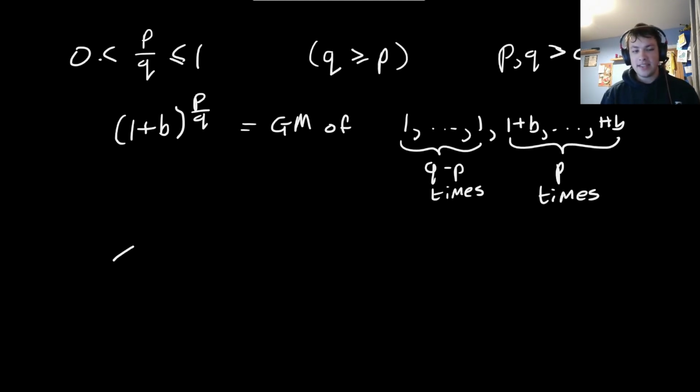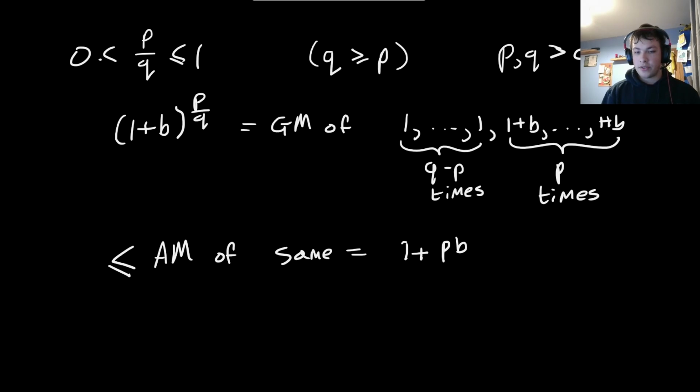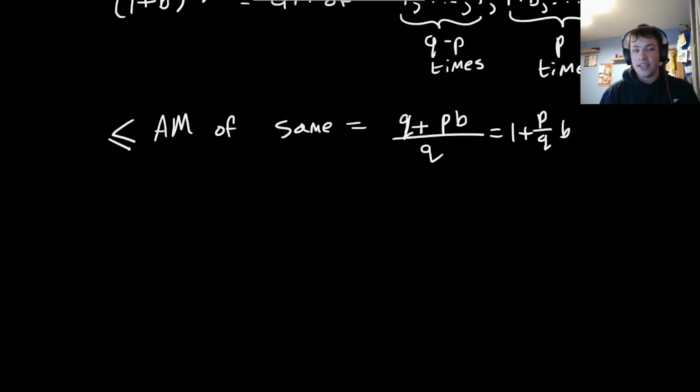So that means that it's less than or equal to the arithmetic mean of the same numbers, which is going to be equal to, well, we add them all up, we get q minus p plus p times 1 plus b, divided by q, which is 1 plus p over q times b. And so we get this inequality using the arithmetic-geometric mean inequality: 1 plus b to the p over q is less than or equal to 1 plus p over q times b.